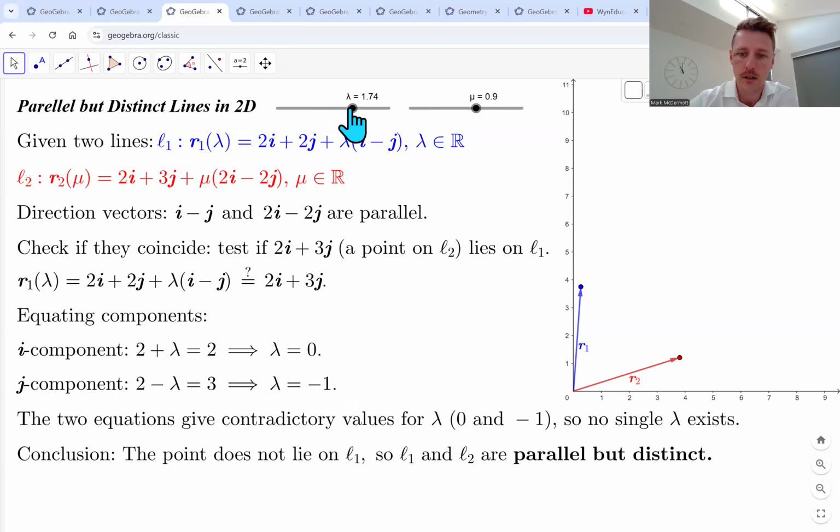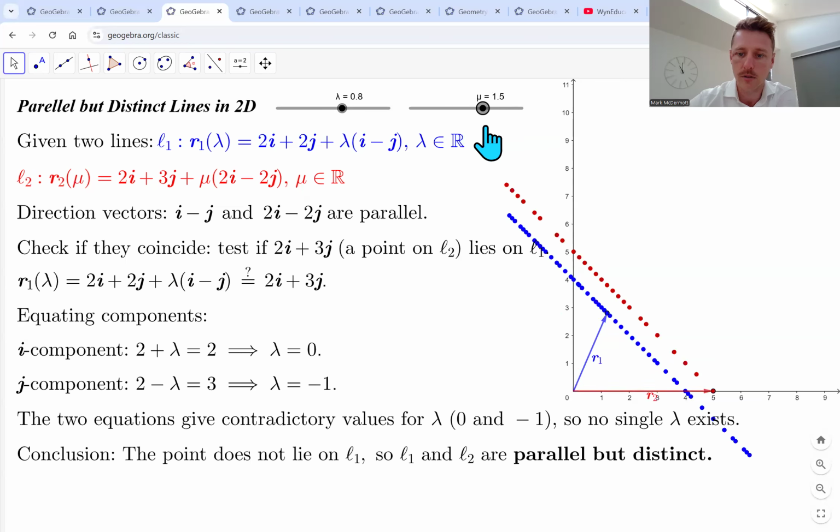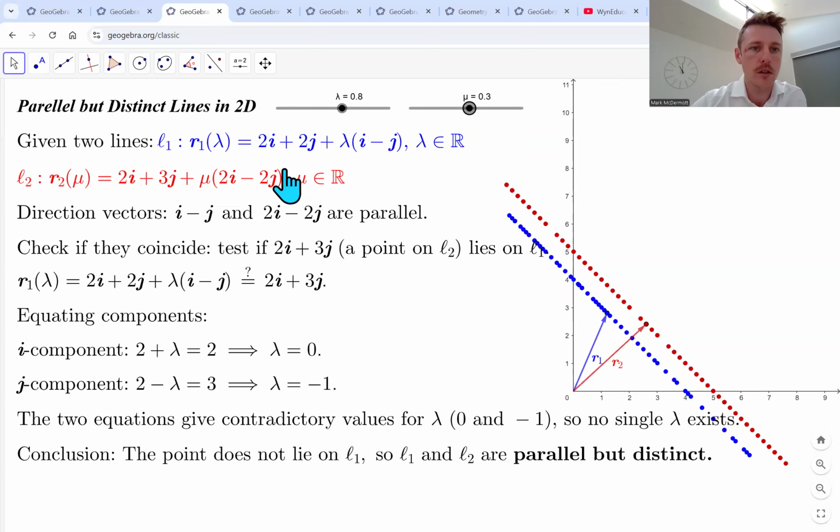Okay, so again, tracing this out, that's our blue line. This time they will not coincide, but they will be parallel. And sure enough, you get that situation. That's the lines that R1 and R2 trace out. Okay, so that's parallel with distinct lines in 2D.